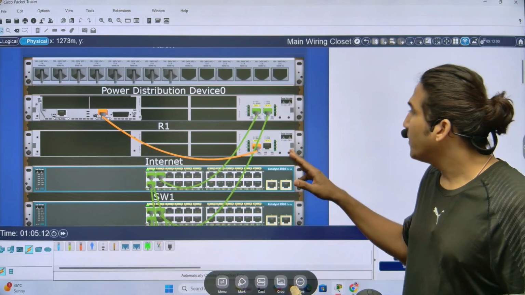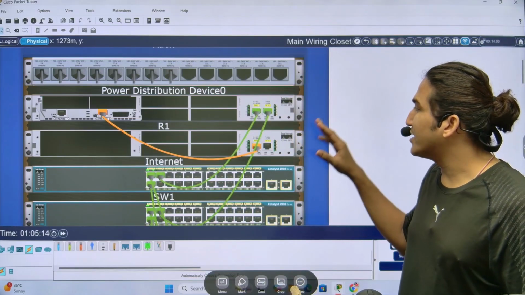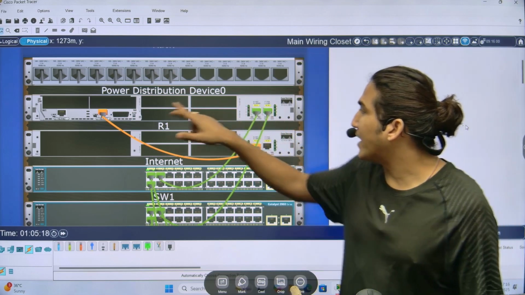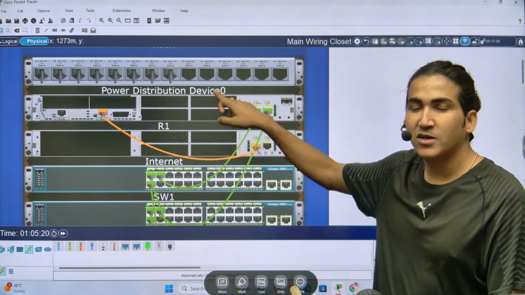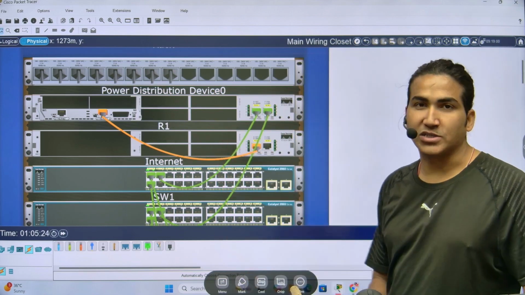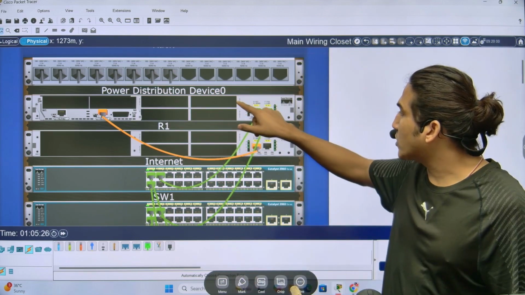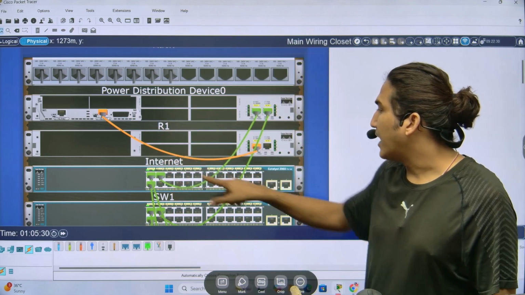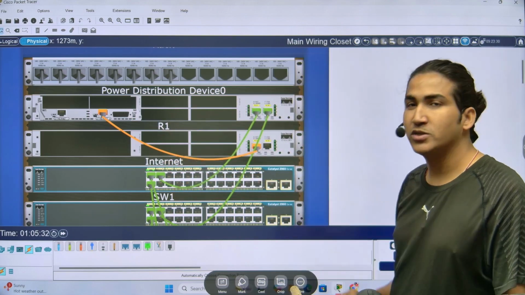And this is how your routers and switches look in the rack. This is the networking rack, and you can see at the top I have one power distribution device which is responsible for providing power to my routers and switches. After that, I have two routers here, one named R1 and one named internet, and two switches, switch 1 and switch 2.